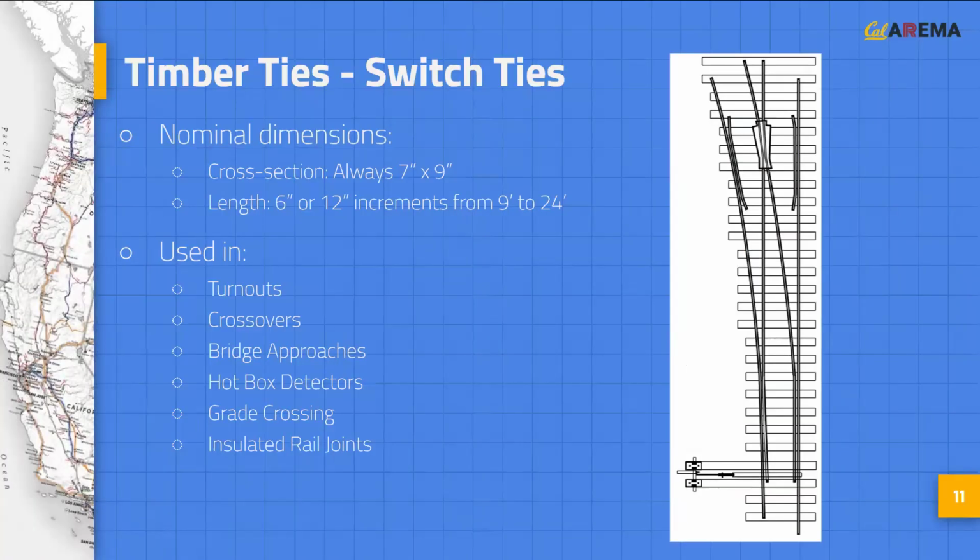Timber switch ties are always produced with a nominal cross section of 7 inches by 9 inches, but range in length from 9 feet to 24 feet and are produced in 6 or 12-inch increments. While the primary use for these ties is in turnouts, these longer ties are also used in bridge approaches, crossovers, hotbox detectors, grade crossings, and at insulated rail joints where more support is required.